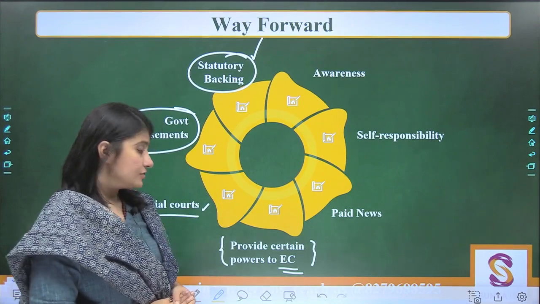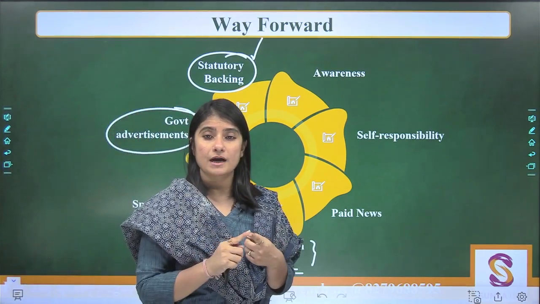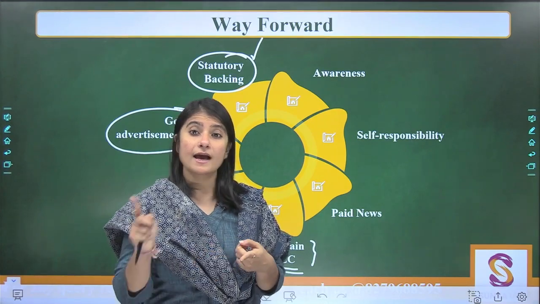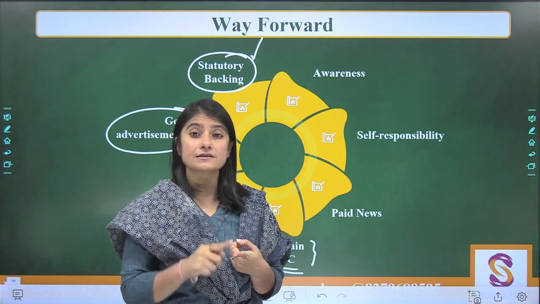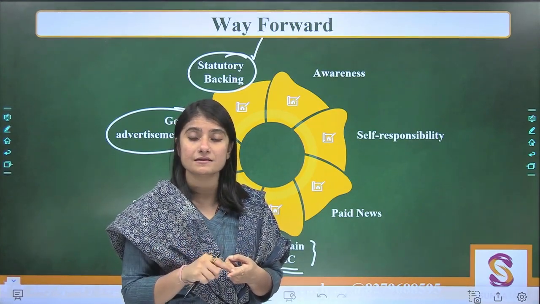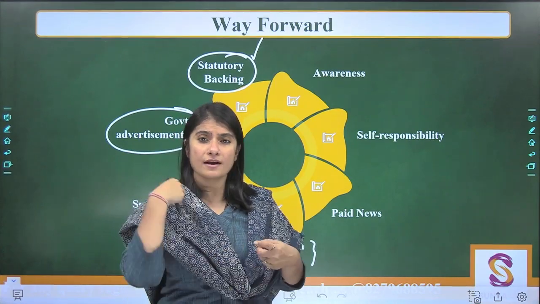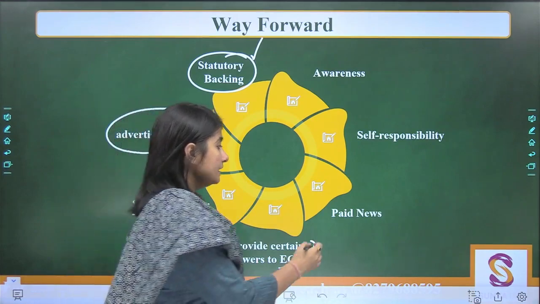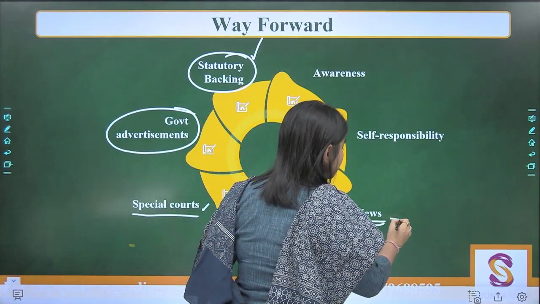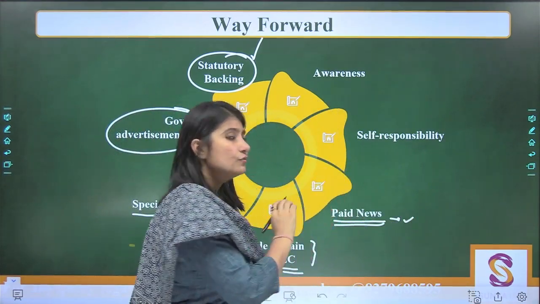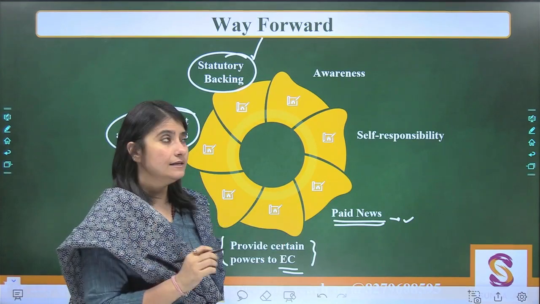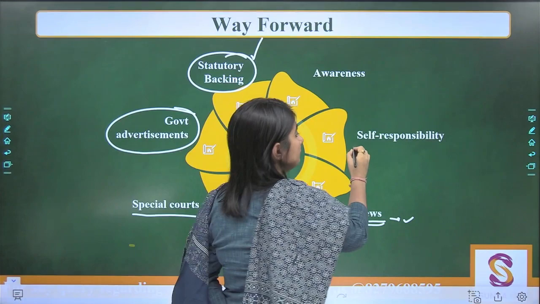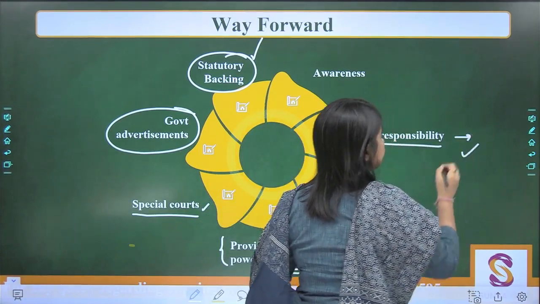So the Election Commission of India should be given power to disqualify candidates who are violating the Model Code of Conduct, and disqualify, deregister, I would say, the political parties which are again and again breaking the Model Code of Conduct. Paid news is a huge issue which needs to be regulated by ECI if the Model Code of Conduct is enforced properly.